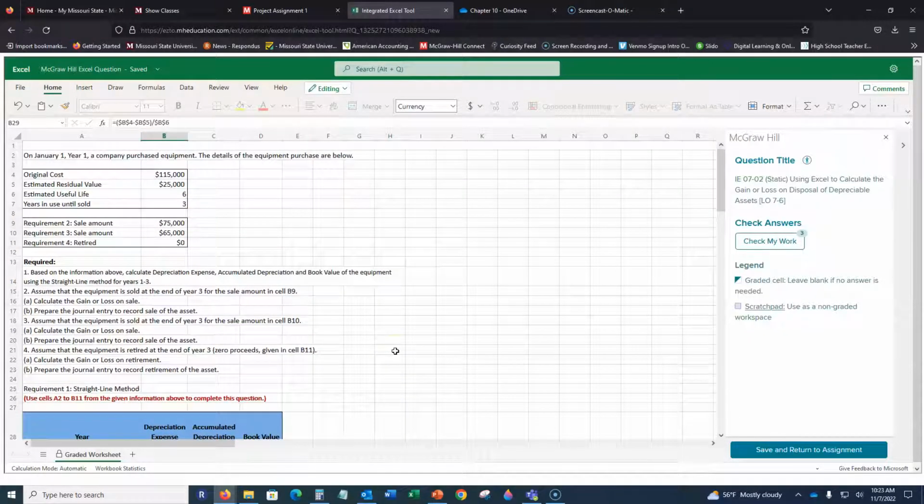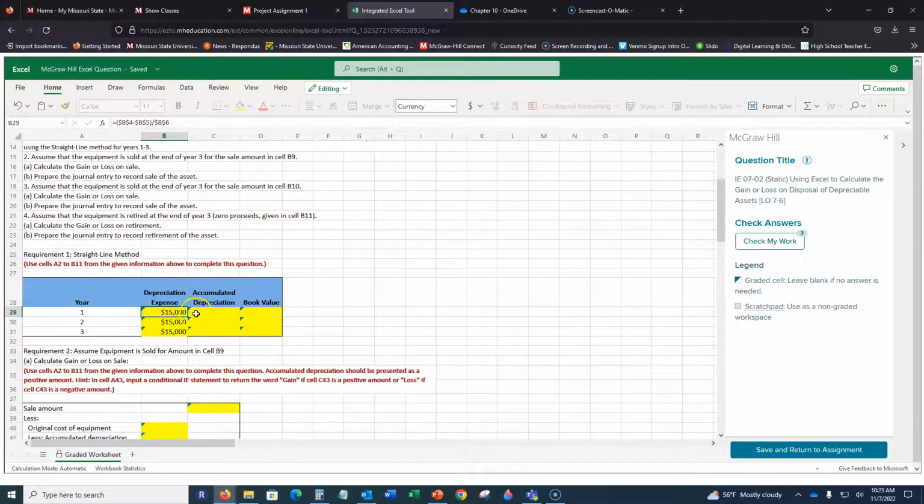So now we need to calculate our accumulated depreciation. Okay. So for year 1, how much depreciation have we accumulated? $15,000, right? For year 2, how much have we accumulated? Well, we could do this a couple of different ways. We could say 15,000 times 2, right?